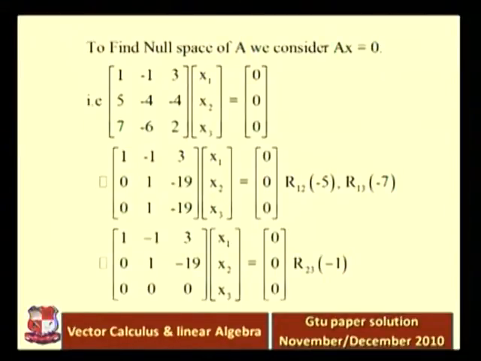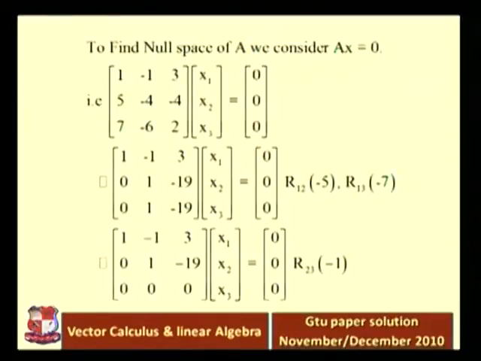Now the next step is we multiply the second row by -1 and add it to the third row. The first row is as it is, 1 -1 3. The second row is also as it is, 0 1 -19. The third row becomes 0 0 0, and this matrix is in row echelon form. From this matrix you can find the solution of Ax equal to 0.